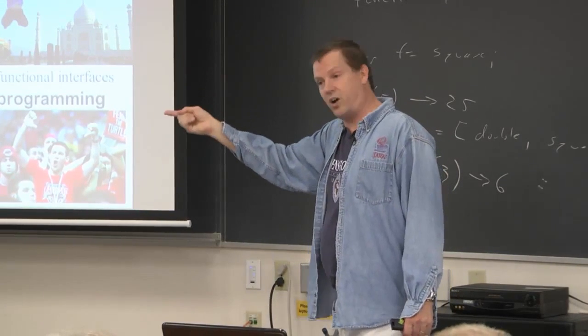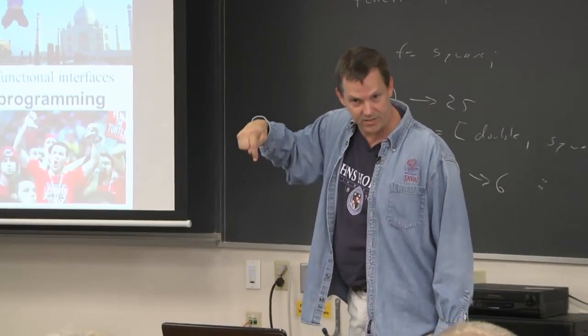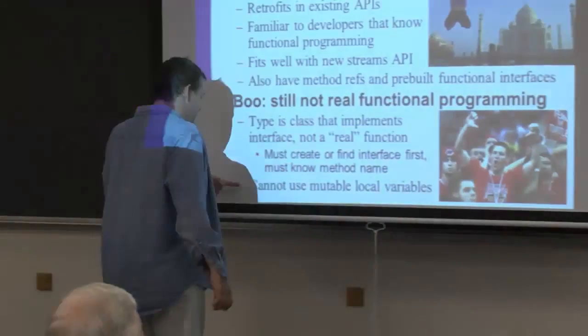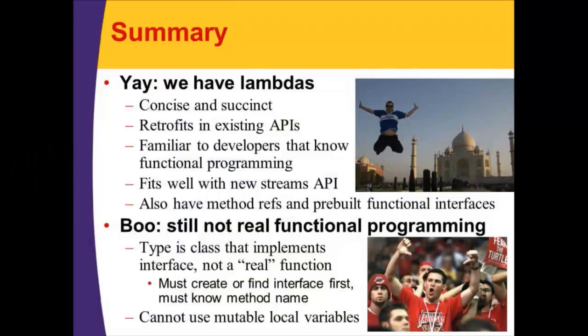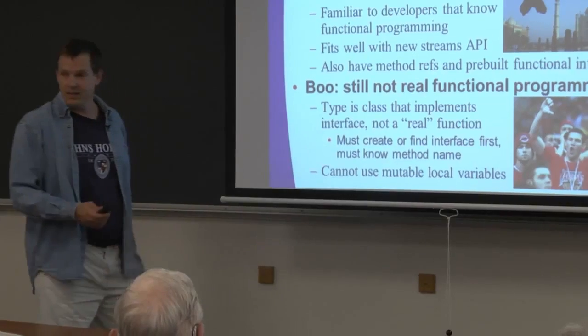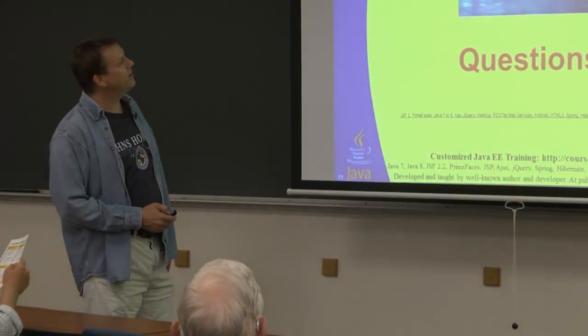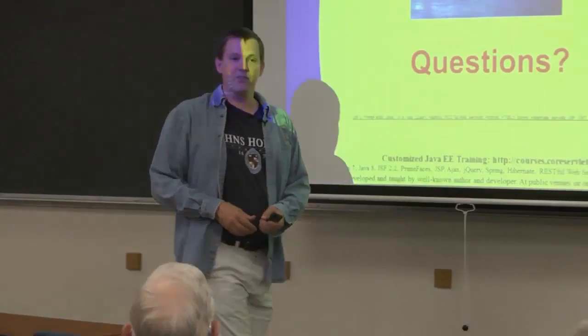The calling code doesn't have to, but the using code has to. And whether or not this is really a well-defined term as functional programming is highly debatable, but some people think so. You still can't mutate local variables, just like you couldn't in Java 7 in anonymous inner classes. OK, there's a lot more information online. All right, any other questions?